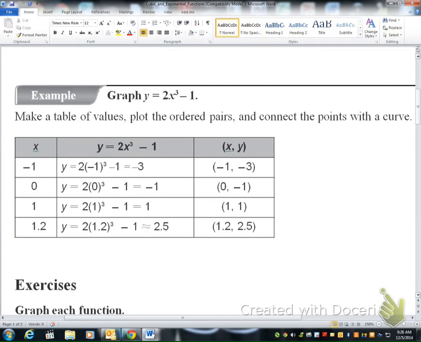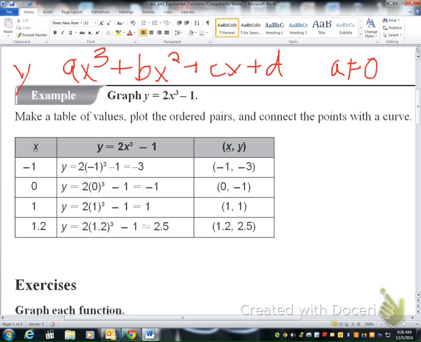Look at the definition at the top of your page, where it talks about cubic and exponential functions. Now, cubic functions have that form where it is ax cubed, that's what we call to the third power, plus bx squared plus cx plus d, where a is not equal to 0. So this is our basic form for a cubic.